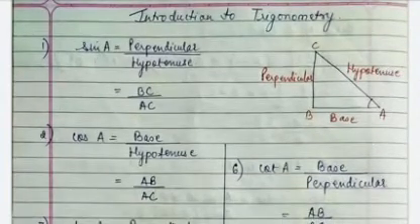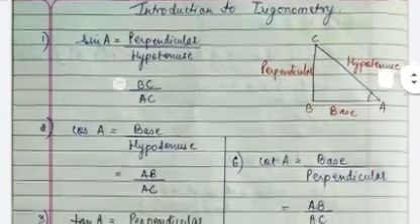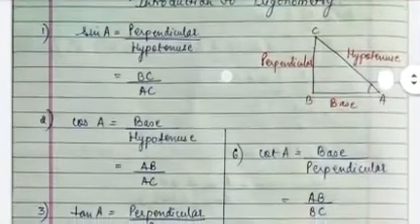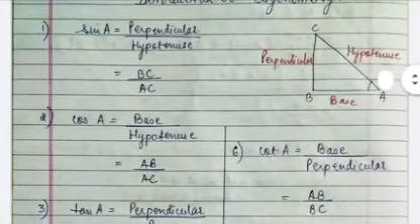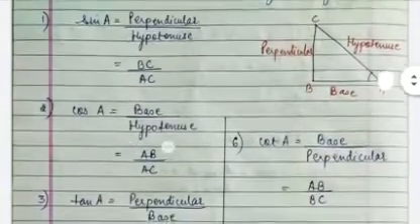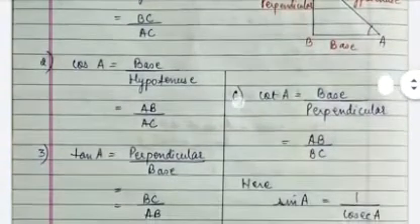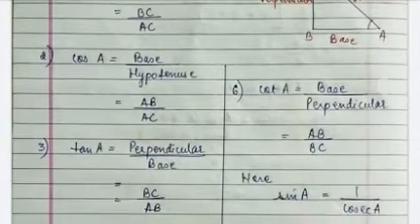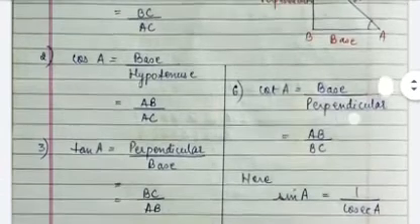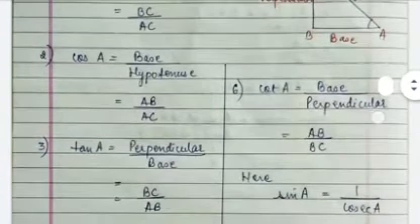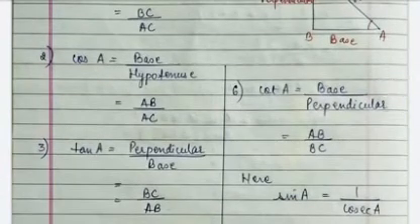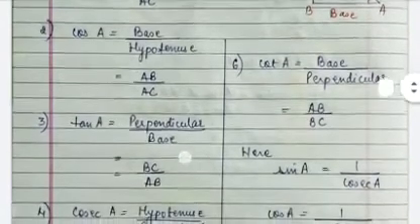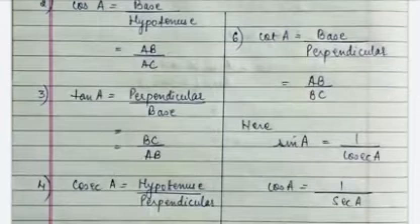If we are taking the value of sine A, so the value of sine A here is perpendicular upon hypotenuse, that is BC upon AC. The value of cos A here is base upon hypotenuse, that is AB upon AC. The value of cot A here is base upon perpendicular, that is AB upon BC. The value of tan A is perpendicular upon base, BC upon AB.